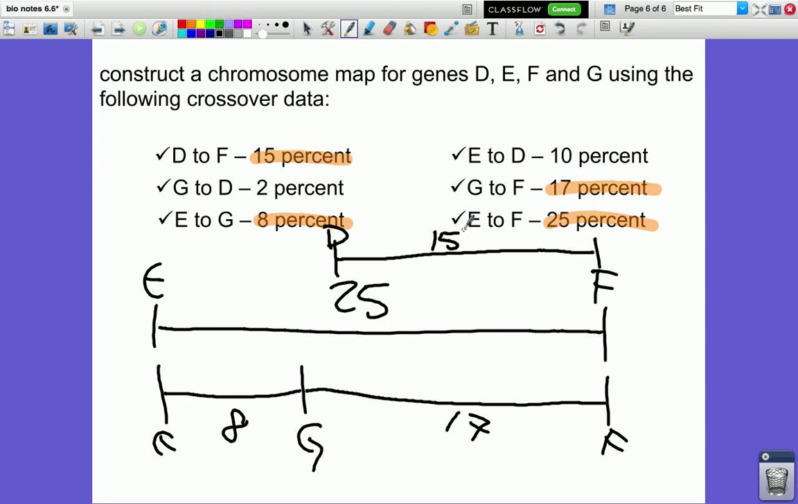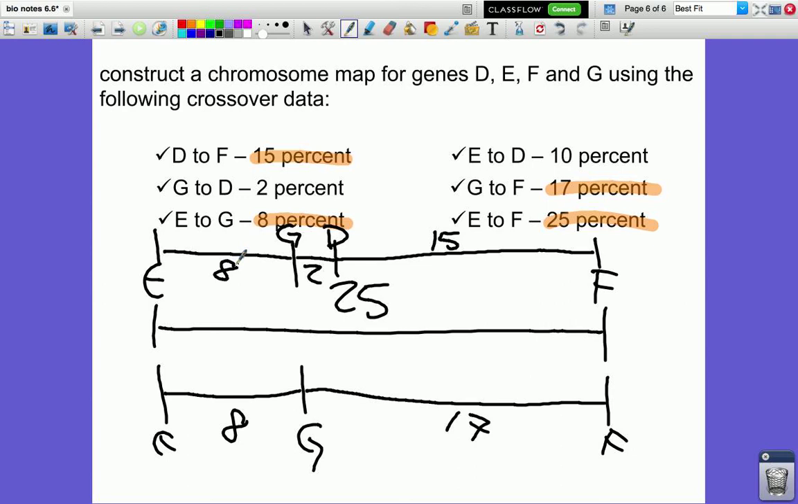Now, E is also separated from D, and it's separated by a unit of 10. But I'm not going to put that in first. First, I want to go from D to G. I know that this distance here between D and G is going to be 2 map units because they're separated by 2% of the time. The rest of the distance between G and E is the same as it was before. It's 8. And so I have a completed map now.